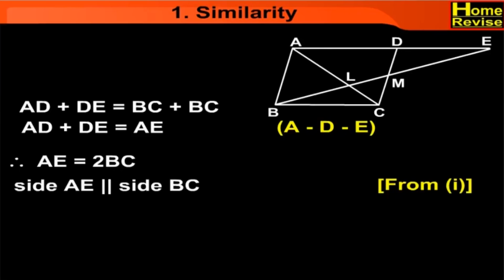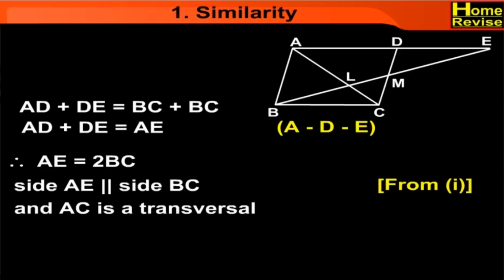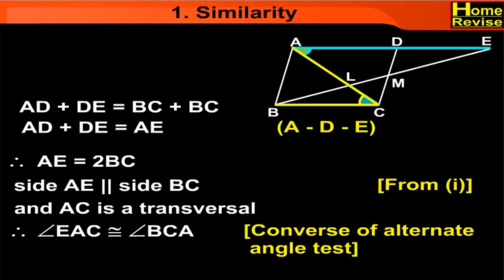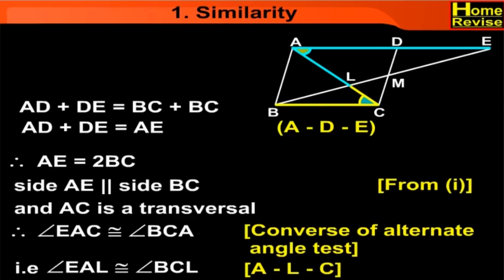Now, from equation 1, side AE is parallel to side BC and AC is a transversal. Therefore, angle EAC is congruent to angle BCA. Reason: converse of alternate angle test. That is, angle EAL is congruent to angle BCL. Reason: A-L-C. Let this be equation number 6.